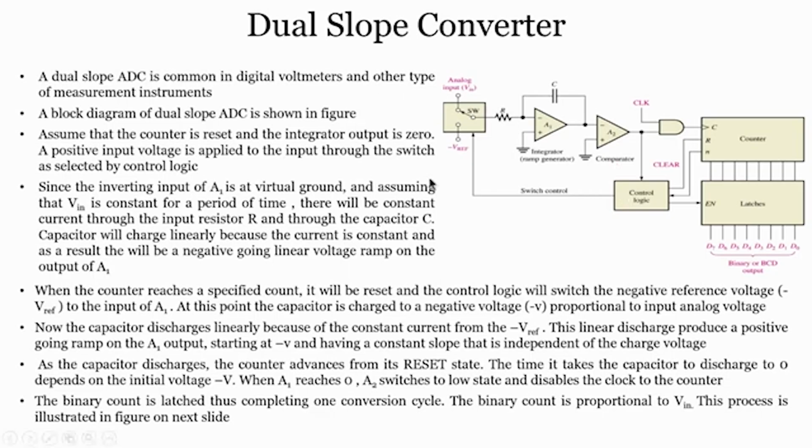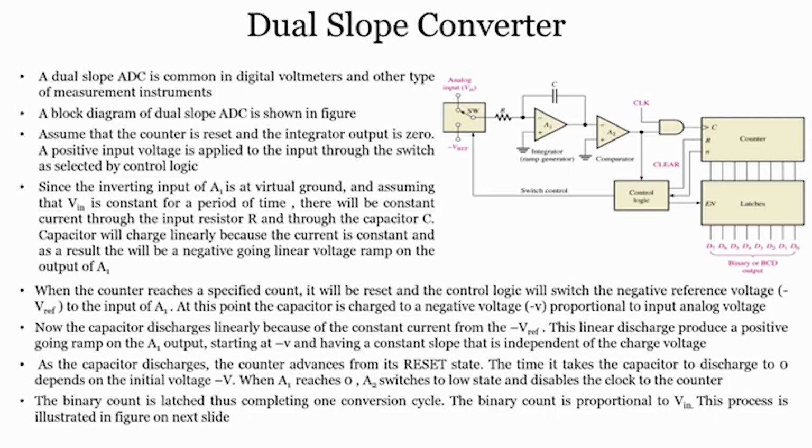There is a switch which is connected to this block through a control logic, and then you have a clock, you have a counter, you have latches, and finally you have the binary output. So, this is a block diagram of dual slope ADC. Suppose in an exam you are asked what the dual slope ADC block diagram looks like, you can draw this very quickly.